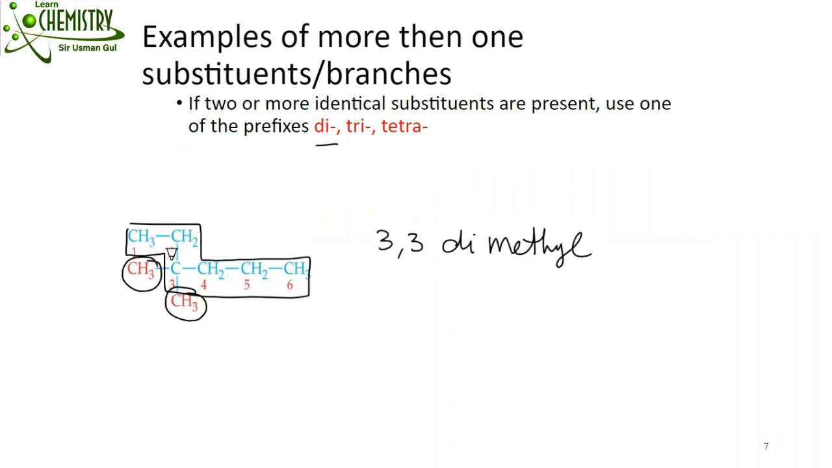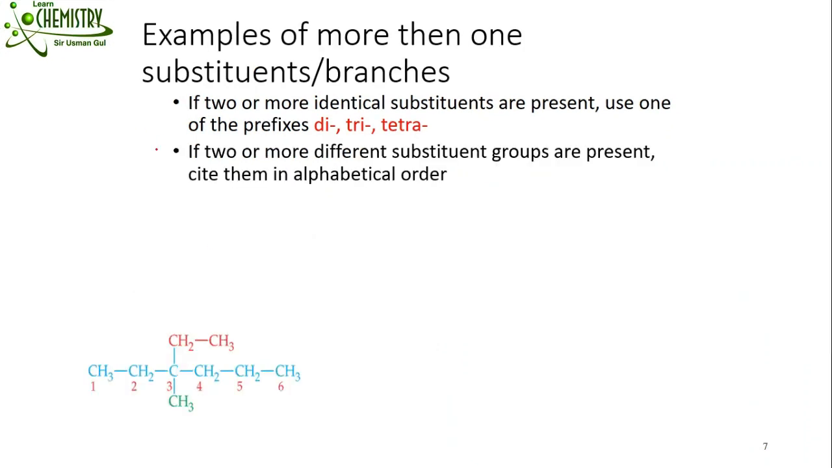And after it, you can see how many carbons are in the longest carbon chain. There are six, so I will write hexane. Okay, now the next rule: if two or more different substituent groups are present, cite them in alphabetical order.